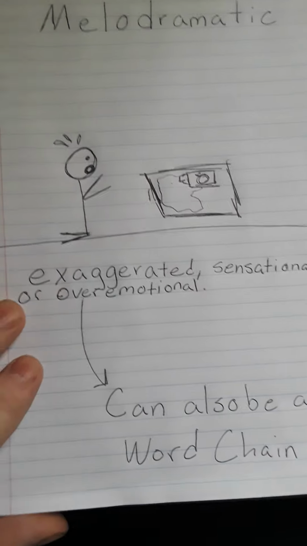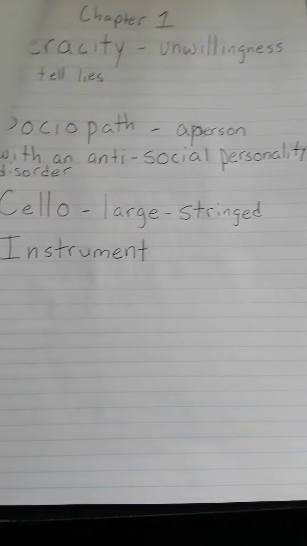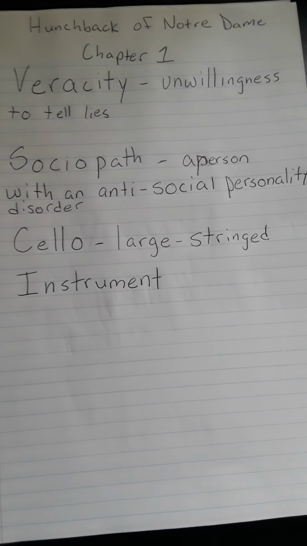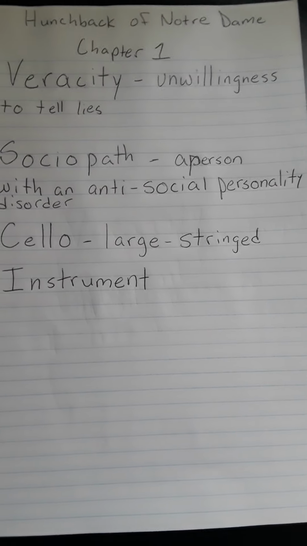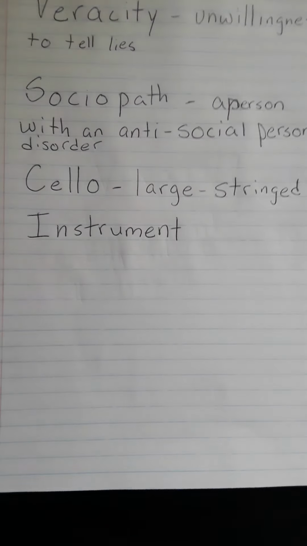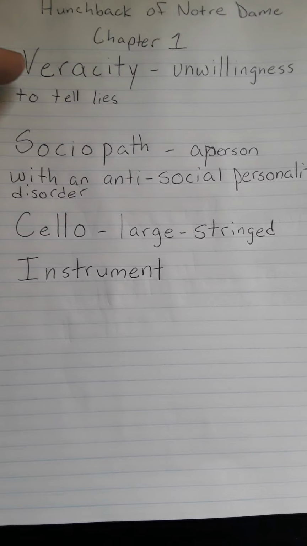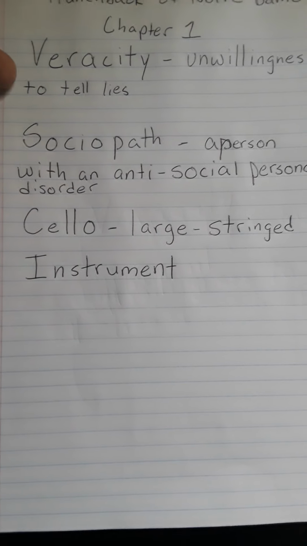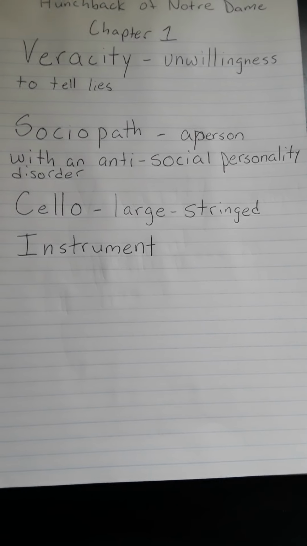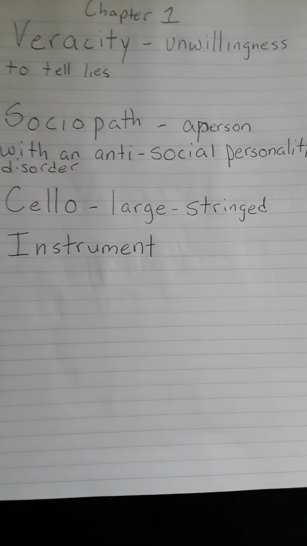Now, naturally, what you would want for any type of book study, and I just showed a few examples here, is the chapter's key vocabulary. There might be a problem with students, especially ELLs, having difficulty understanding a word like veracity, which is the unwillingness to tell lies. Sociopath, a person with an antisocial personality disorder. Or cello, which is a large stringed instrument.